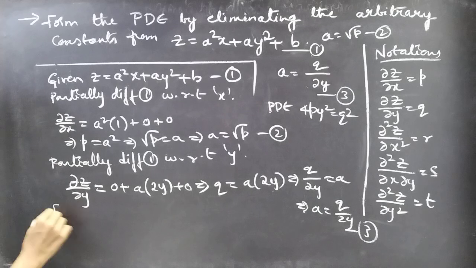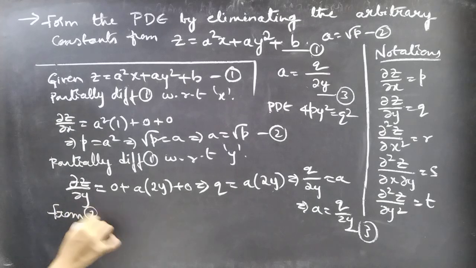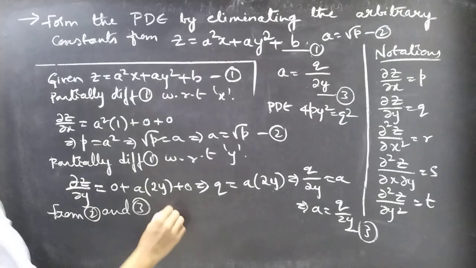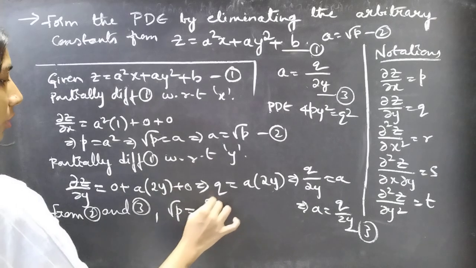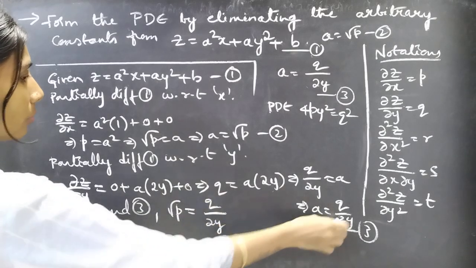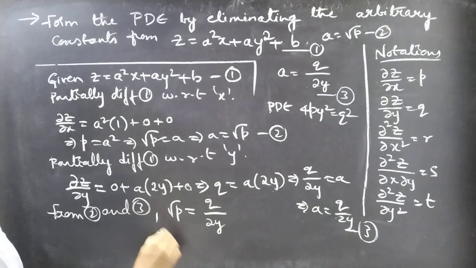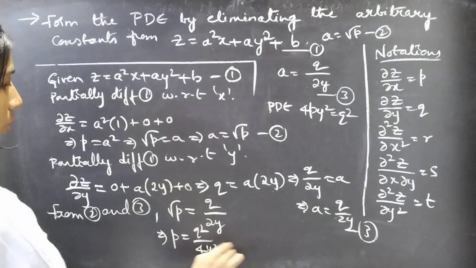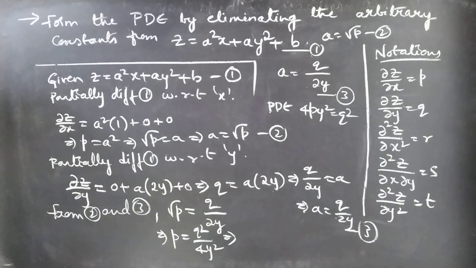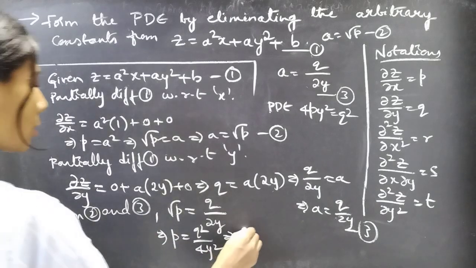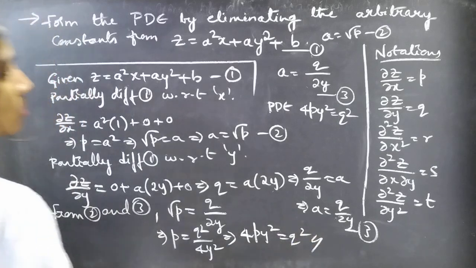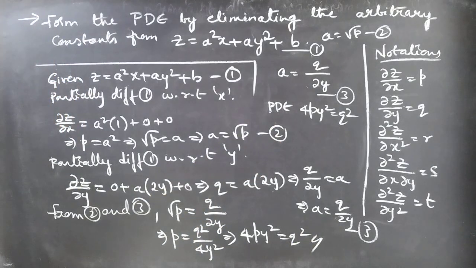From 2 and 3, we'll get square root of p equal to q by 2y. Now by squaring on both sides, you'll get p equal to q squared by 4y squared. Bring this 4y squared to the LHS, you'll get 4p y squared equal to q squared, which is the required partial differential equation, which completes the problem.